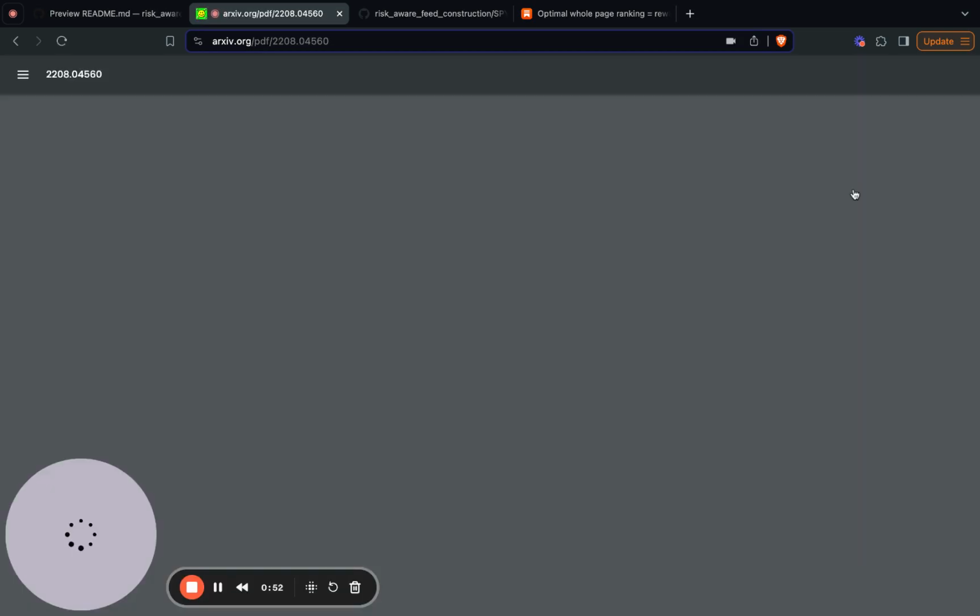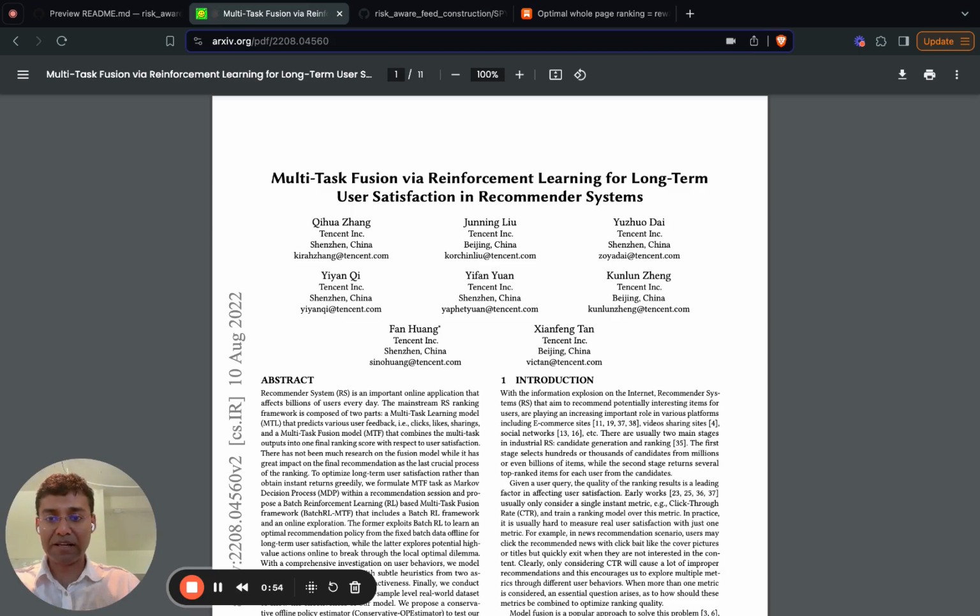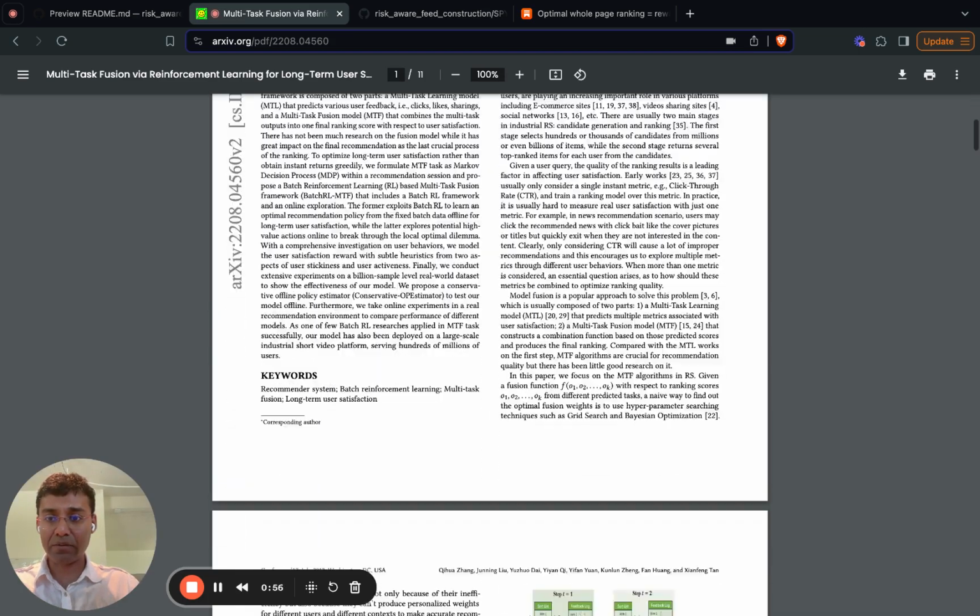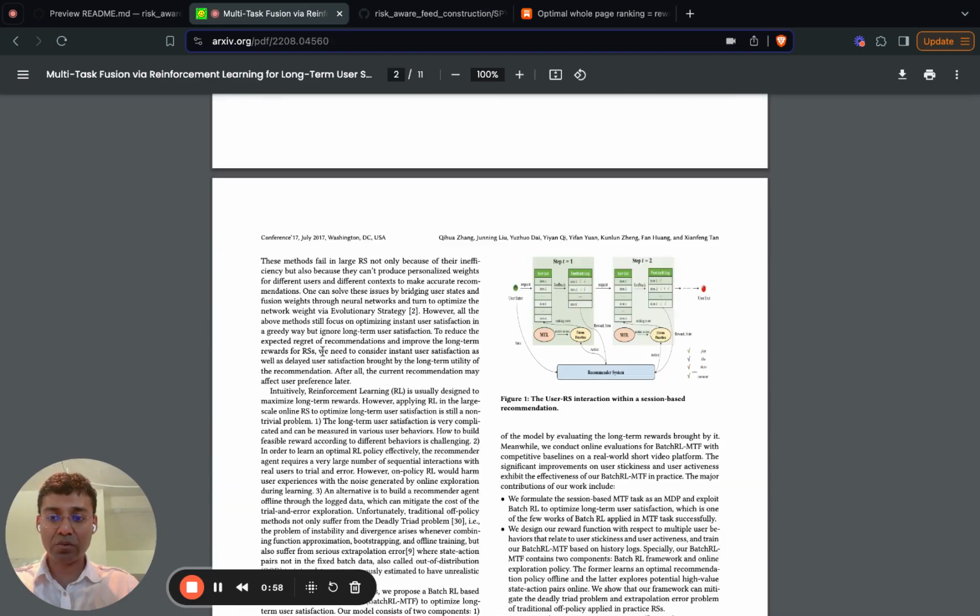Among other things, there's the part that resonated very well with me, this section here, which says, however, all the above methods still focus on optimizing instant user satisfaction in a greedy way, but ignore long-term user satisfaction. In this paper, it talks about offline reinforcement learning, batch reinforcement learning, etc. It's a good thing to look at.